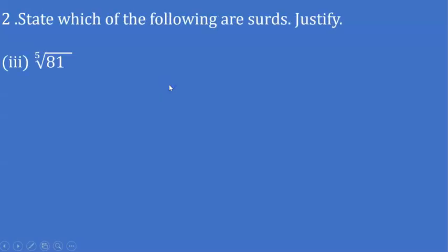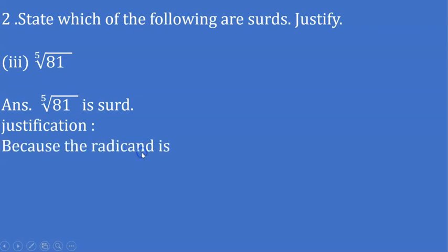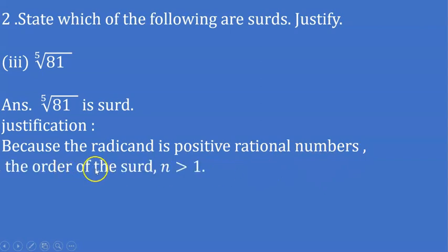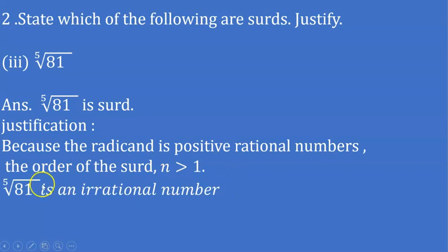Now next, fifth root of 81. Fifth root of 81 is a surd. Again, justification: the radicand is a positive rational number. The order of the surd, n, is greater than 1. Fifth root of 81 is an irrational number, and hence fifth root of 81 is a surd.